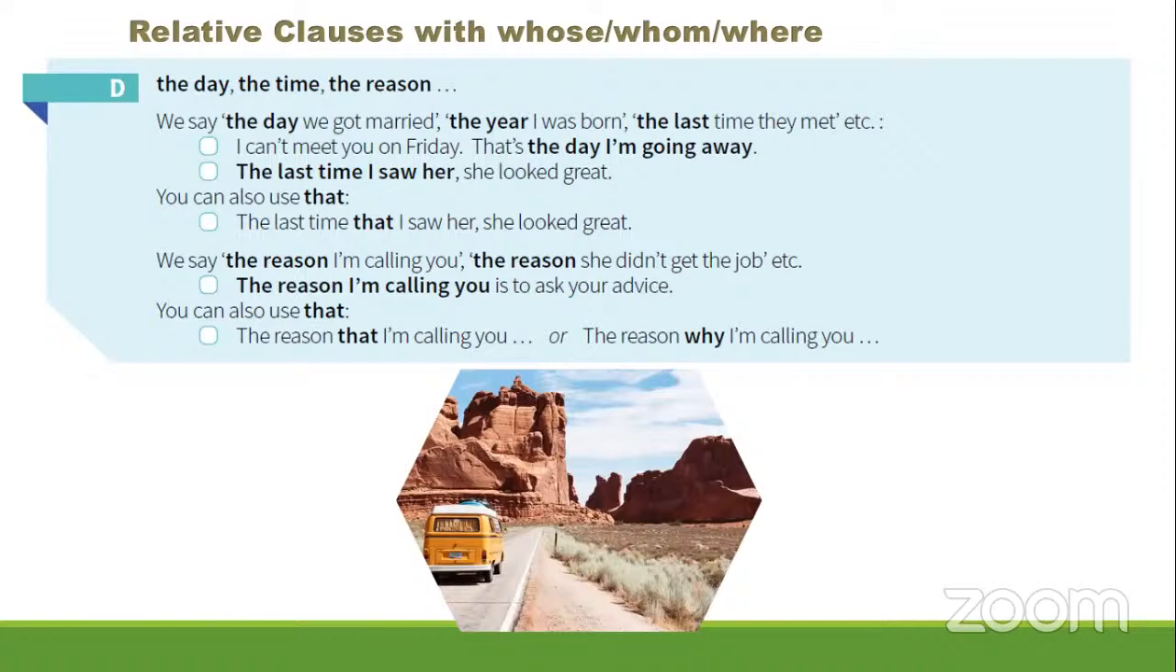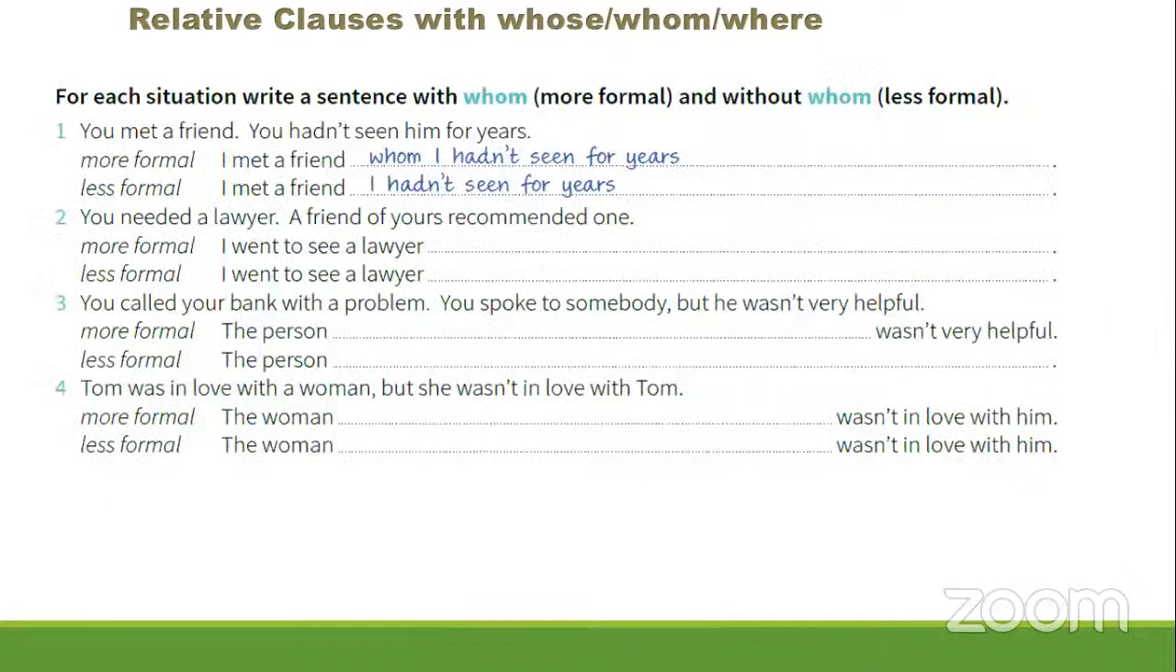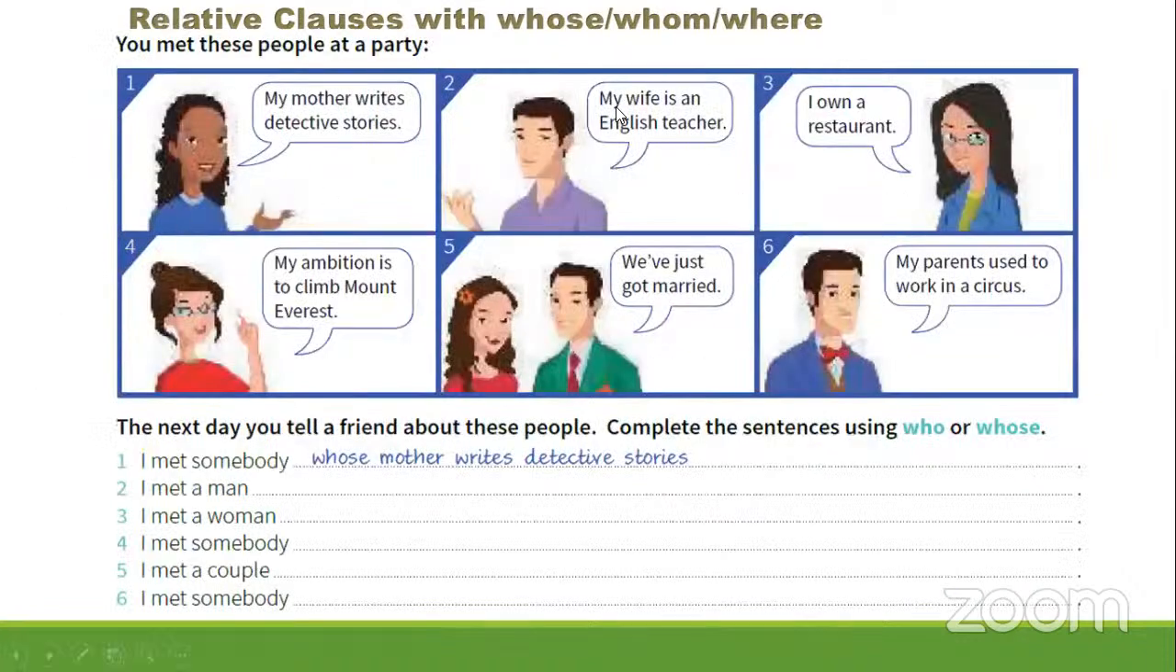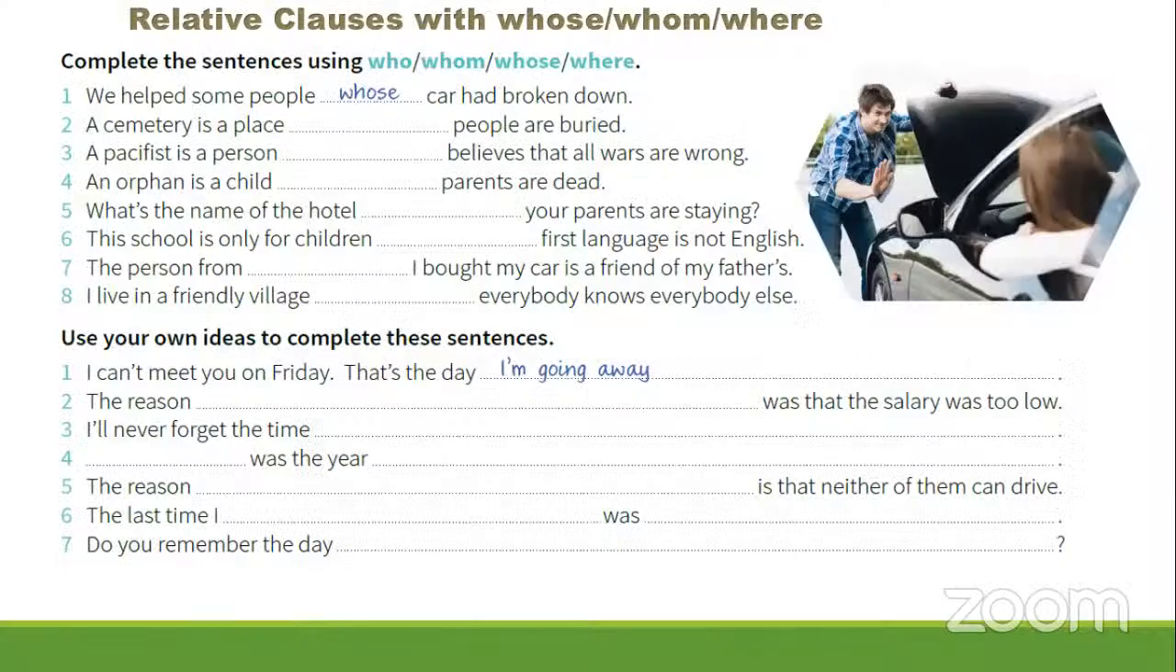Sorry, about relative pronouns. For example, relative clauses with whose, whom, and where are possible also. But no worries, we're going to check them in the other levels, of course, with more detail and some examples as well.